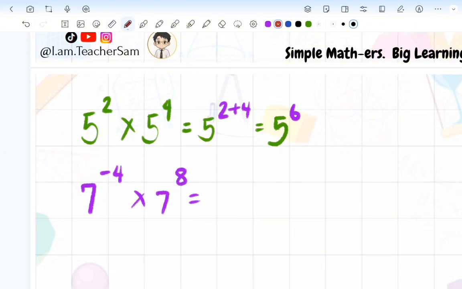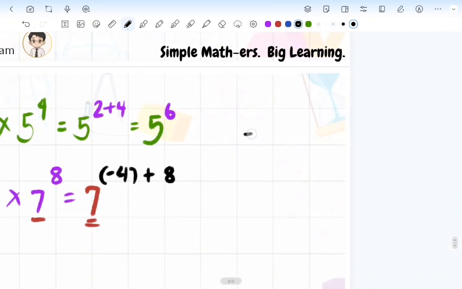Another example: 7 power negative 4 times 7 power 8. Copy the base, 7, and we're just going to add the exponents. Don't forget, this is negative 4. We are going to do negative 4 plus 8.